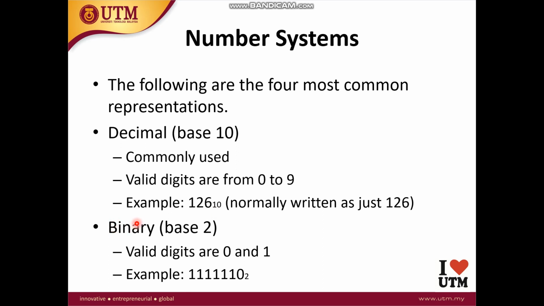And we have binary numbers, and the base of the binary numbers is 2. For example, this is a binary number, and the valid digits of binary numbers are zeros and ones. So this is a binary number. Why? Because it is written that the base of this number is 2. This number could be a decimal number, but only when we have 10 instead of the 2 here.